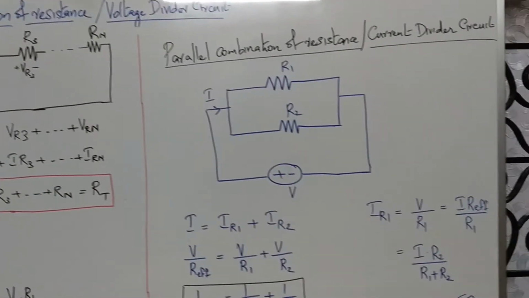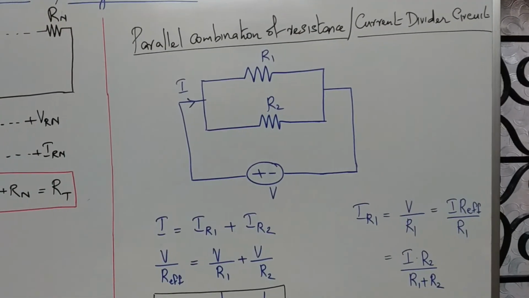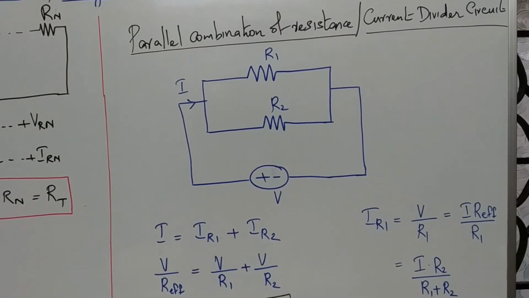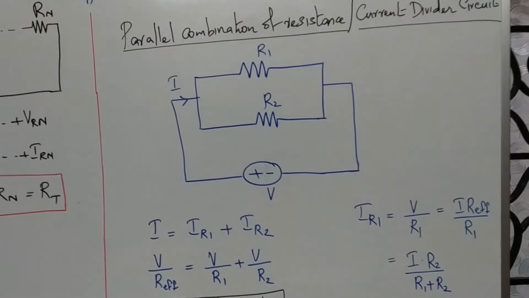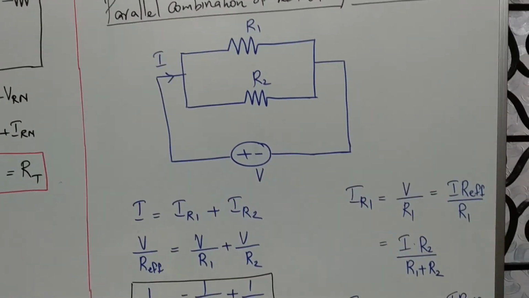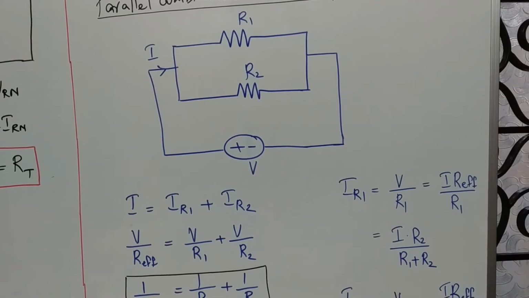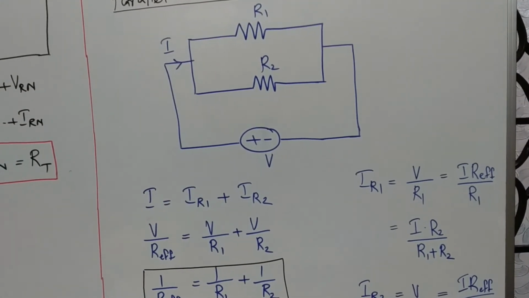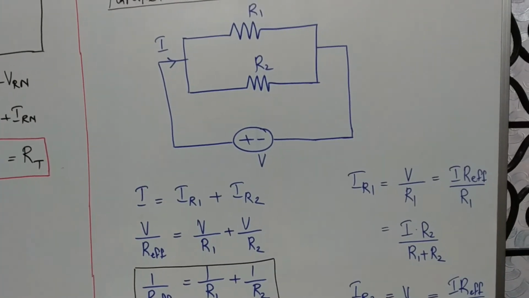Now we'll move on to the next one, which is parallel combination of resistance. Here we'll see that when resistances are connected in parallel, it's the current which divides between the various branches. The voltage will remain the same. So parallel connection means voltage will be the same.